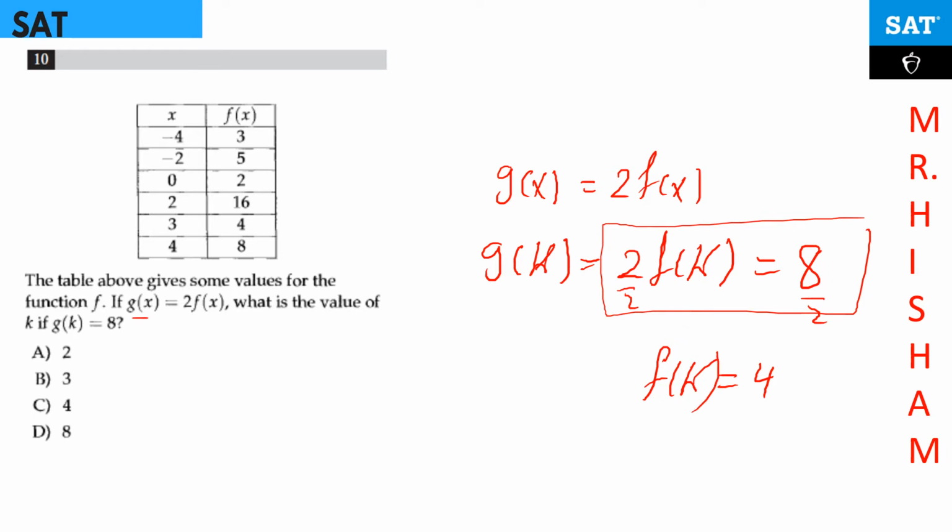Notice that I'm going to look at this column, which one is equal to 4. So it's f of 3. So k is equal to 3. Don't go and find f of 4 because f of 4 is 8 and you have the answer of 8. So it's 3.